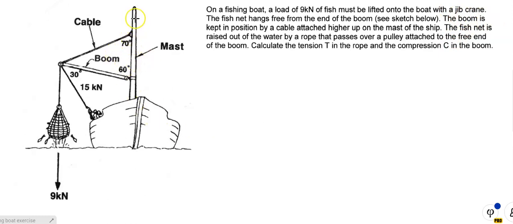Some new terms. There's a mast. It's a vertical pole. That there is a pole. It's called a boom, or a jib. Another word is jib. Jib looks like that. If you have a crane, you know, like these big tall cranes, it's called a jib.